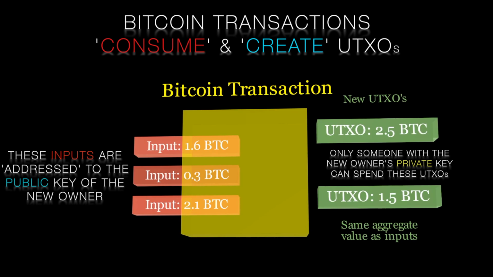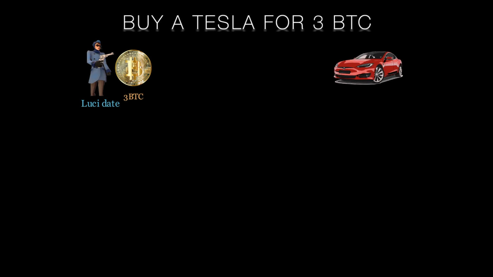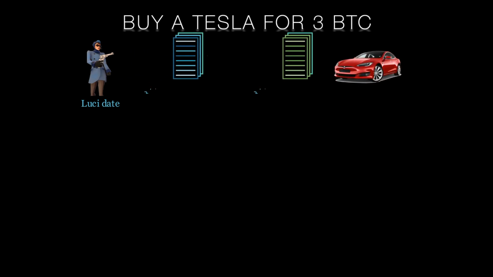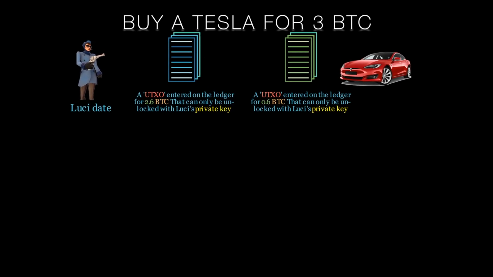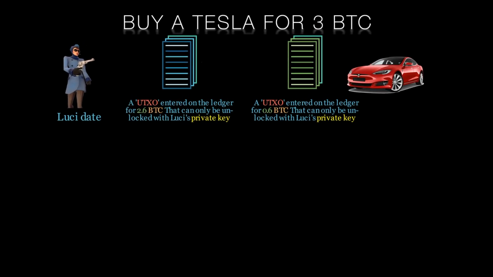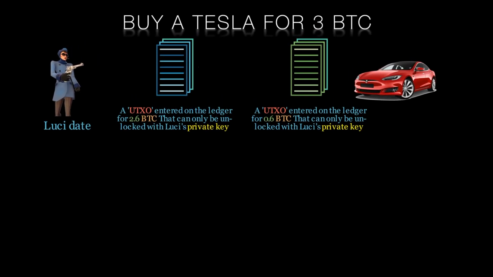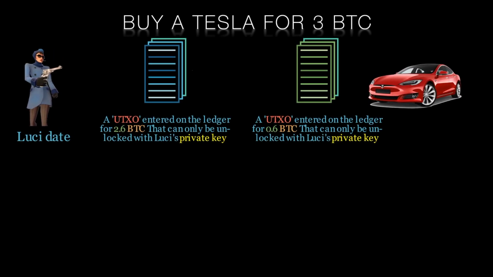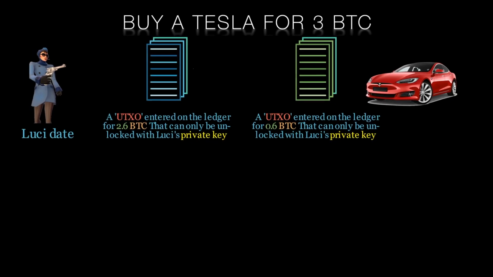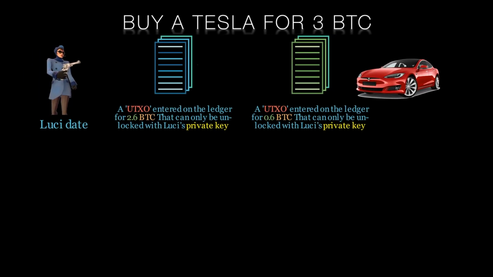Transactions create UTXOs linked to the Bitcoin address of the new owner. Once an input UTXO is part of a valid transaction, it is spent and removed from the set of available, i.e. unspent, UTXOs. Lucy wishes to buy a Tesla for 3 Bitcoin. The inputs are the signed, verified UTXOs that Lucy owns. These UTXOs were sent to an address created from her public key and can only be unlocked using her private key. The outputs are the new addresses to which the coins will be sent, the prospective new owners of the presumptive new UTXOs, if you will.